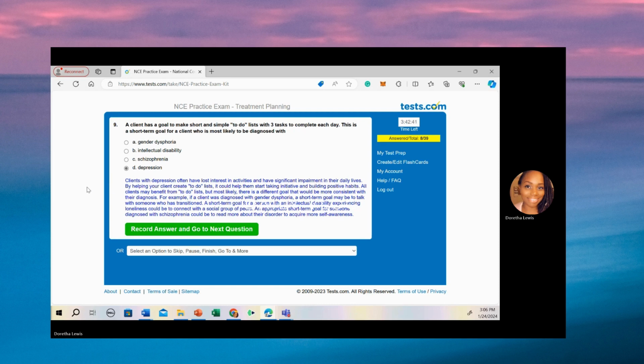For example, if a client was diagnosed with gender dysphoria, a short-term goal may be to talk with someone who has transitioned. A short-term goal for a person with an intellectual disability experiencing loneliness could be to connect with a social group of peers. And an appropriate short-term goal for someone diagnosed with schizophrenia could be to read more about their disorder to acquire more self-awareness.